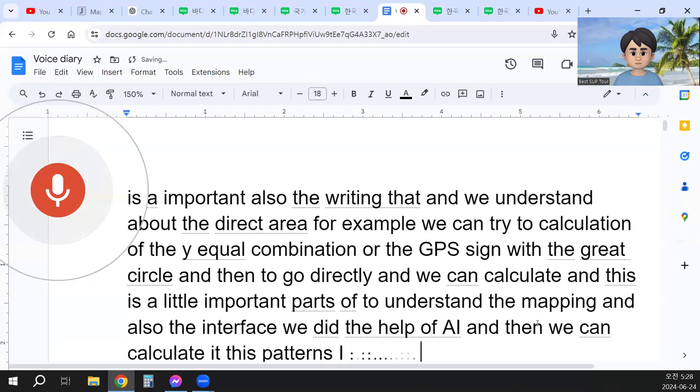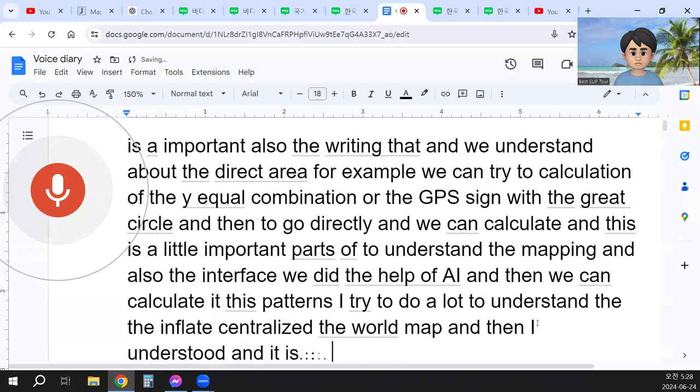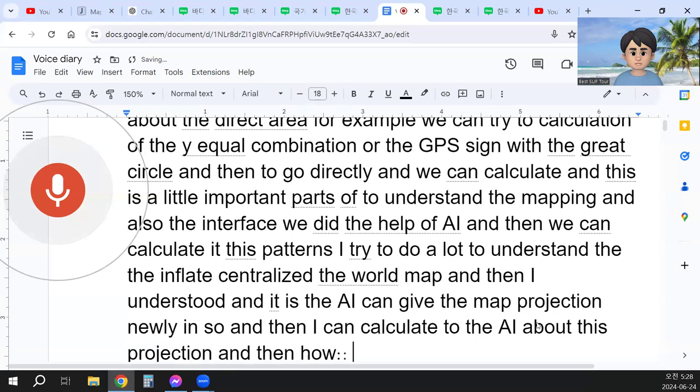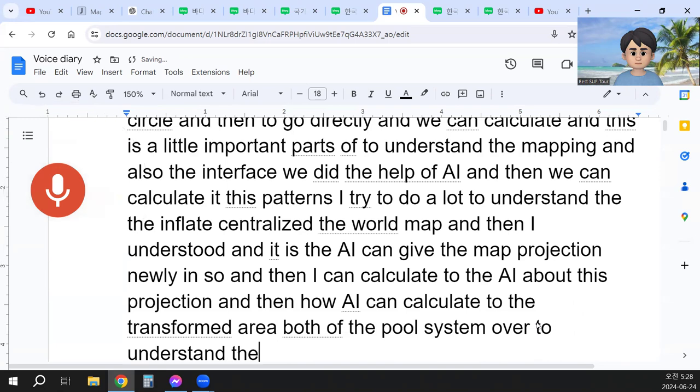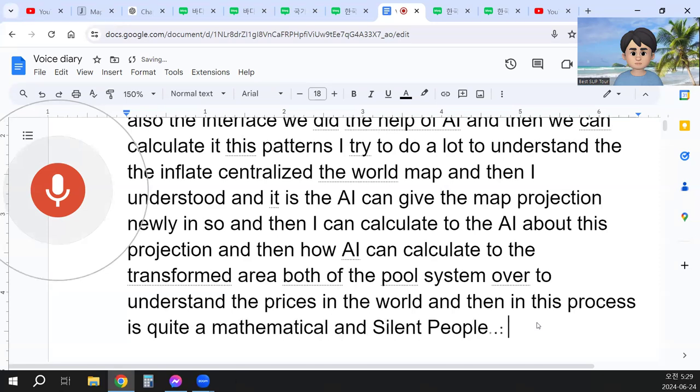I try to do a lot to understand any place centralized on the world map, and then I understood that AI can give the map projection newly. Then I can calculate with AI about this projection, and how AI can calculate the transformed area. Also, the core system to understand two places in the world is quite mathematical and scientific. It's very important indirectly.